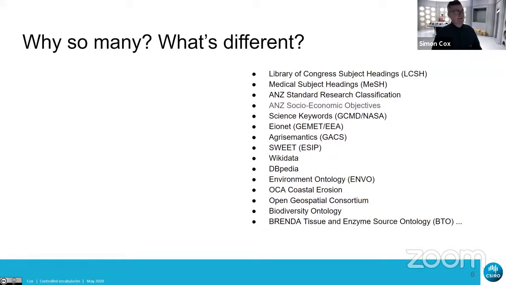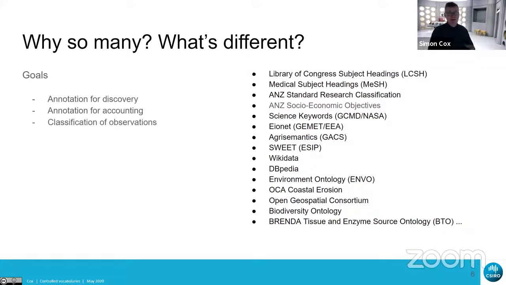First, ask the question: why are there so many definitions? Why are they so different? Well, I've preserved the list of the sources of those terms on the right-hand side here, because that's the key to it. These different vocabularies and vocabulary services have different goals and purposes. Some are annotation for discovery, some annotation for accounting. Those are the ANZ ones, where it's used for statistical analysis of research projects. Some are classification of observations for processing, reasoning, and logic. This one I put in, and I'll explain it a little later, is signposting.